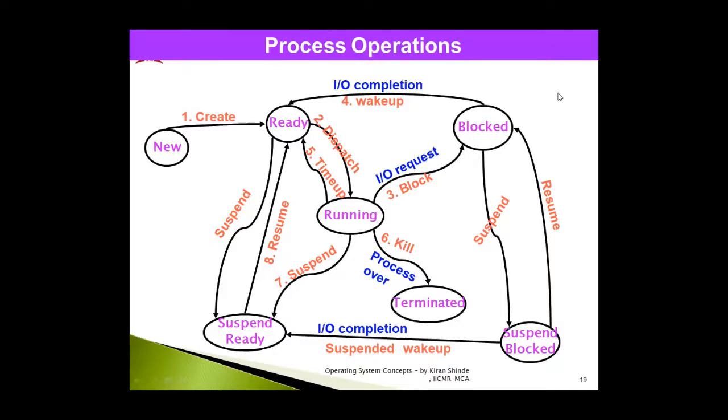After that, you can see serial number 4, that is wake up. It means that after the completion of that particular IO request, the system has to resume the process by allotting it again into the ready queue, waiting for the CPU. So with the wake up operation, the process completes its IO request and is then assigned to the ready queue again, right? So obviously here the state of the process will change from blocked to ready.